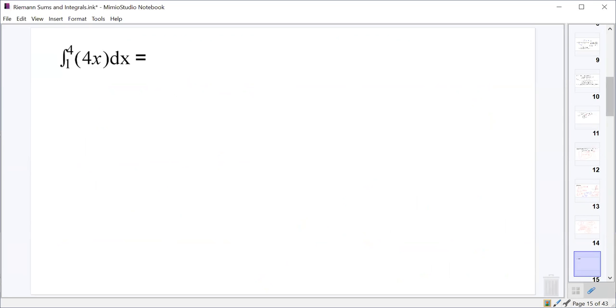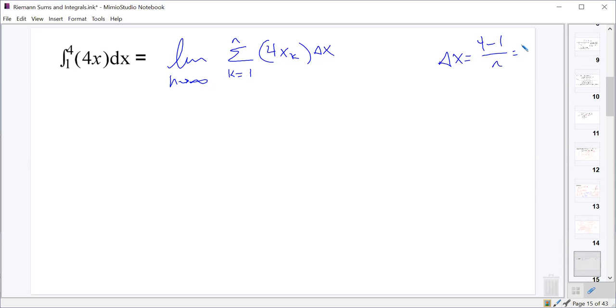We have an integral from 1 to 4 of 4x dx. So this should become a limit as n approaches infinity of sum from k equals 1 to n. That's always the same. Of f of, so 4x sub k times delta x, with delta x equal to b minus a over n. And all we have to do is find x sub k. And so if we think about it, I'm going to draw this sketch again, and then from after this one, we're going to have a formula for this.